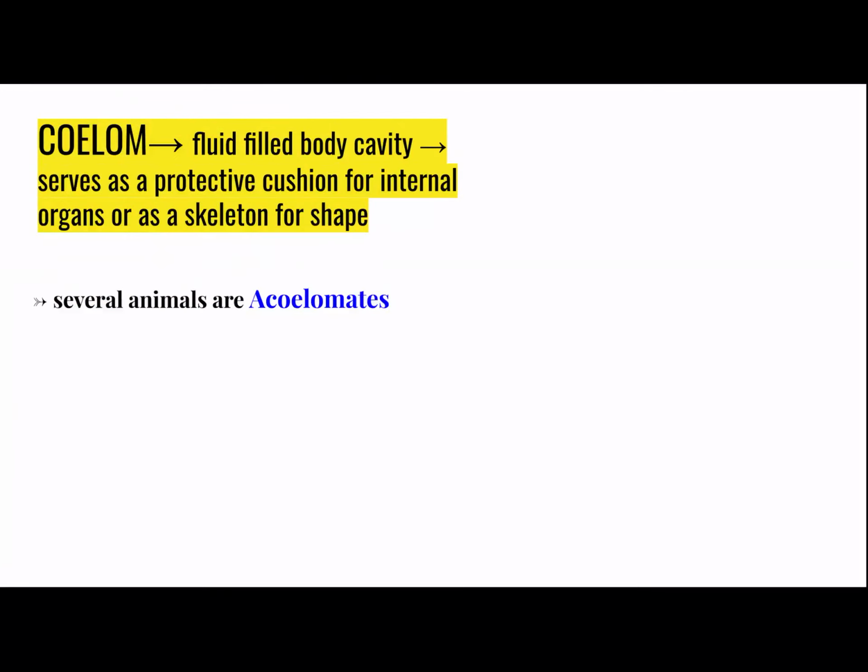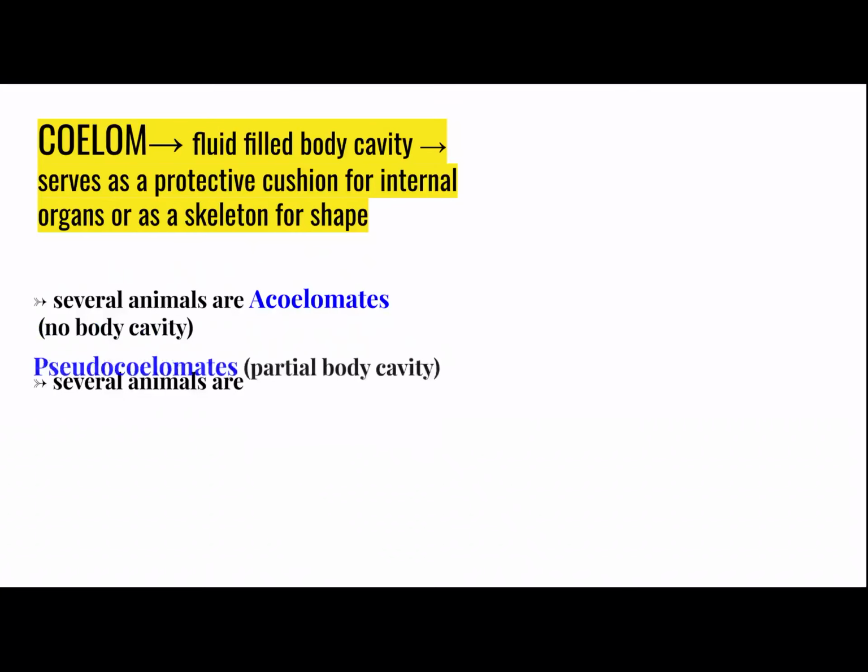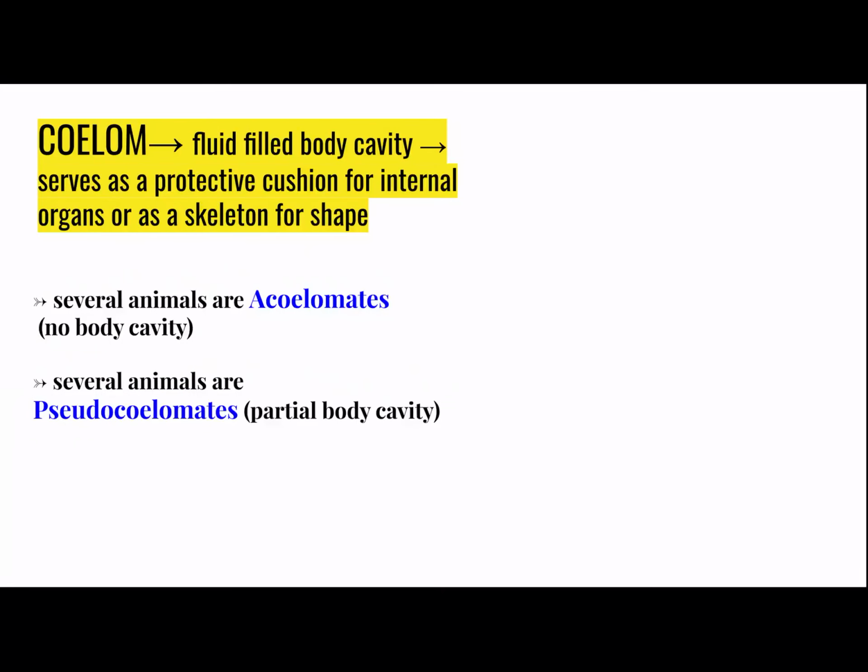Now, you're going to see terms such as acoelomate. Several animals are acoelomates, which means they do not have this body cavity. You're also going to see terms such as pseudocoelomates, which means they have a partial body cavity. But a lot of the animals that we're going to be talking about are coelomates, which means they do have this fluid-filled body cavity that serves as a cushion as well as a type of skeleton.